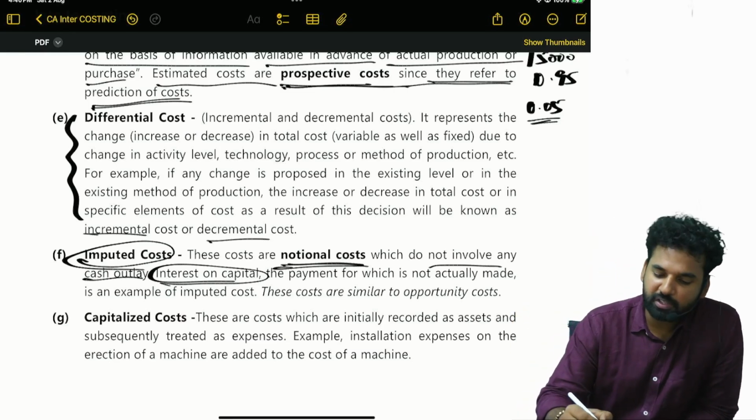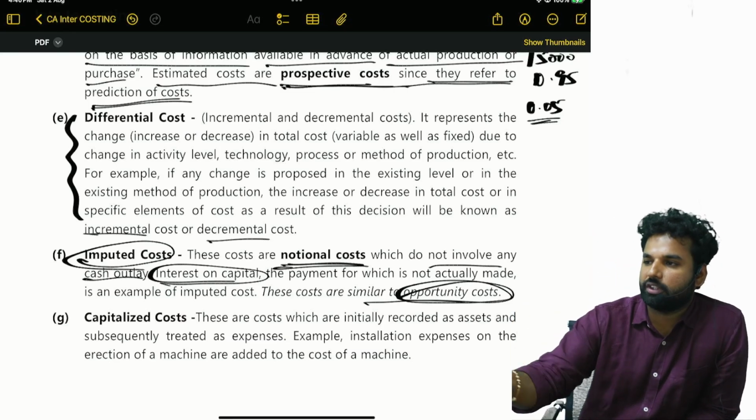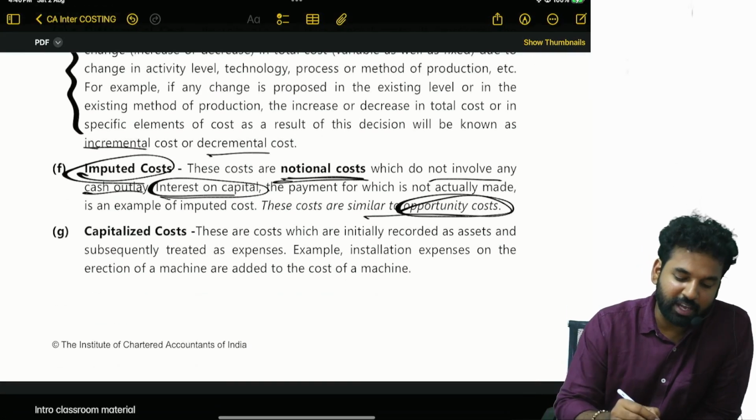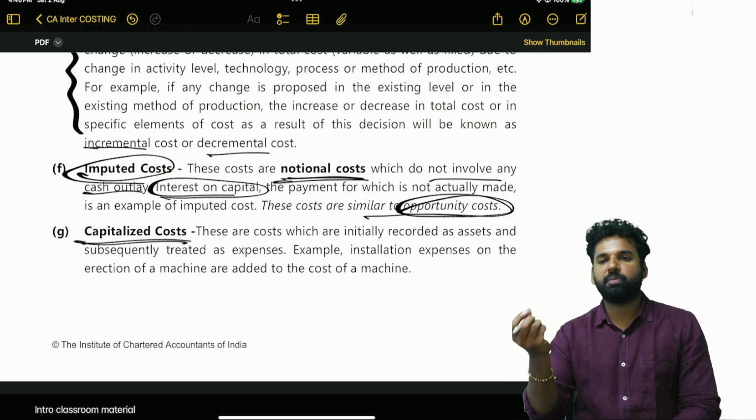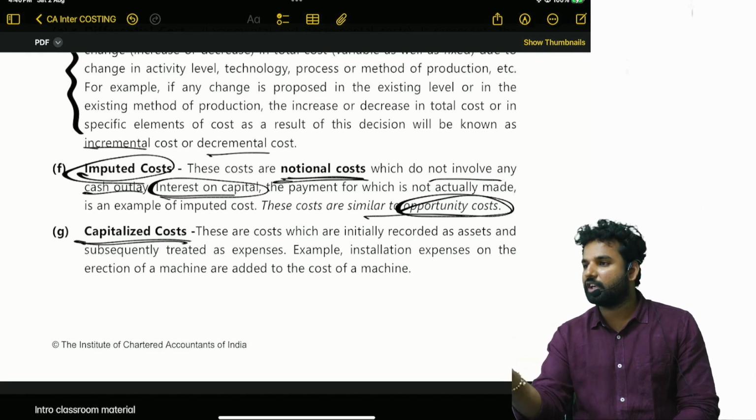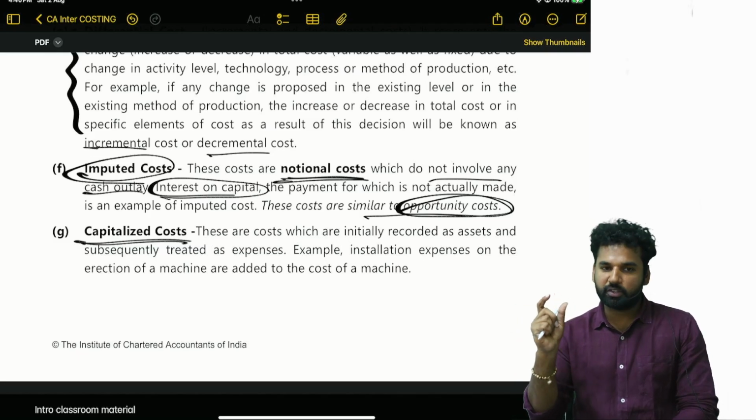So similarly, it is similar to opportunity cost. What we are losing. Next, capitalized cost. Capitalized cost means what? Which is nothing but capital expenditure. What we have invested in plant machinery, buildings, civil works, infrastructure, and office infrastructure. So that is called capital expenditure.